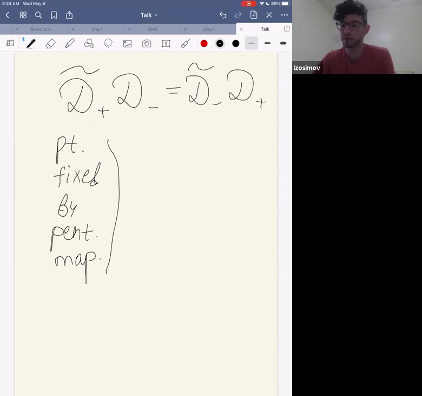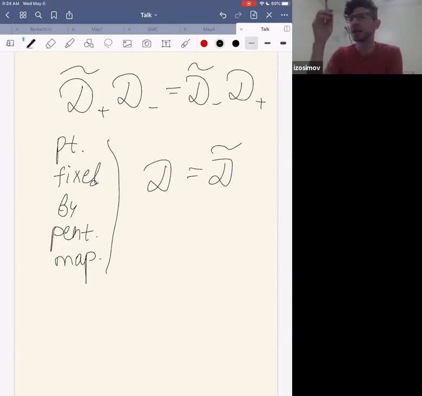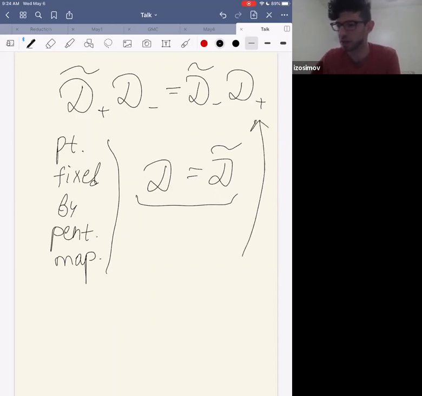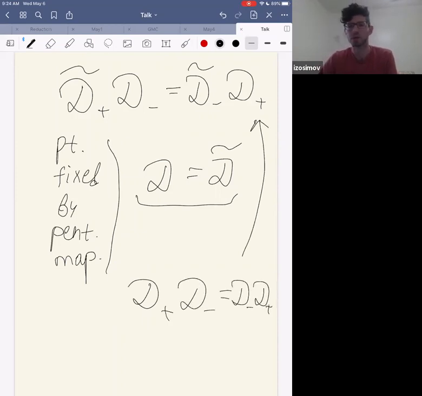So in this setting, when we have a point fixed by the pentagram map, we can assume that d and d tilde are the same, because the pentagram map is the identity. It doesn't exactly mean that nothing happens on the level of difference operators, because there are many operators corresponding to one polygon, but it can always be arranged that d and d tilde are the same if the pentagram map fixes the given polygon. So in that case, this equation above becomes d plus d minus is d minus d plus. So we see that these difference operators commute, and this is where the additional commuting operator is coming from.